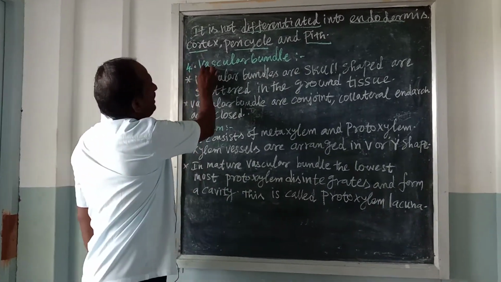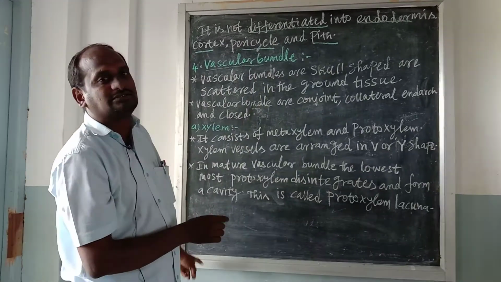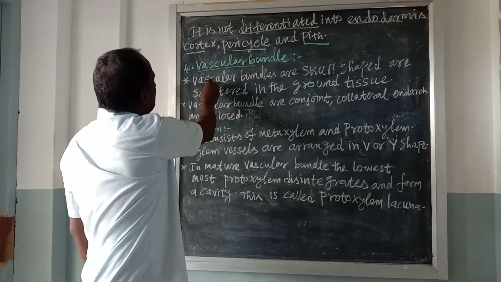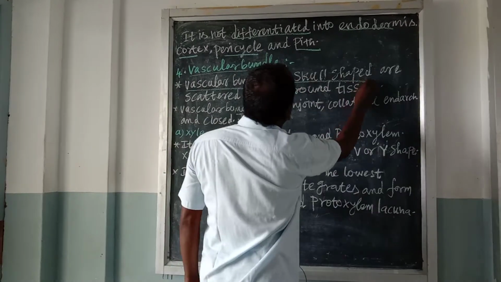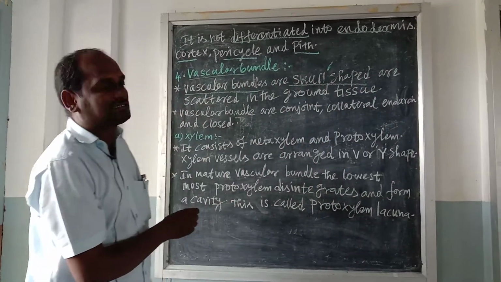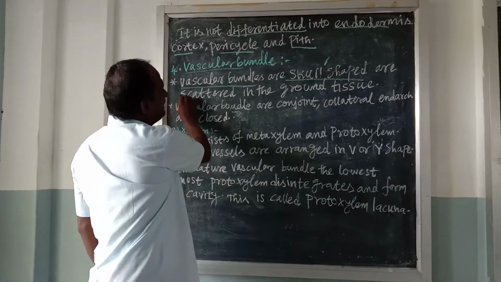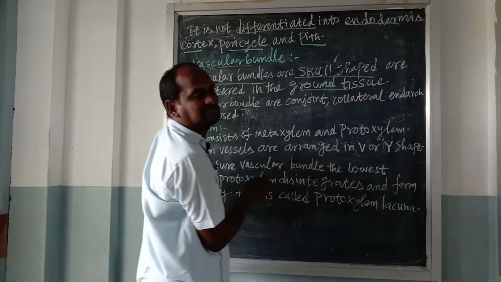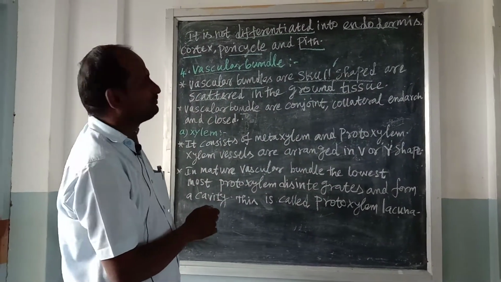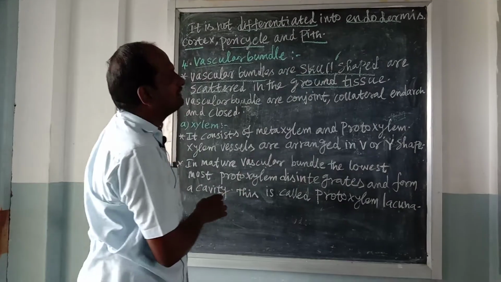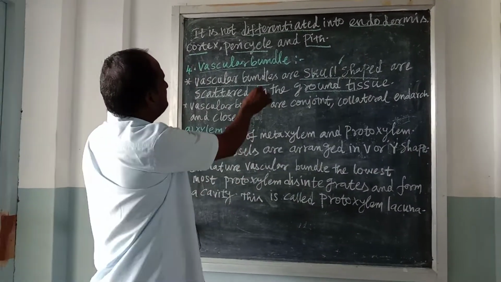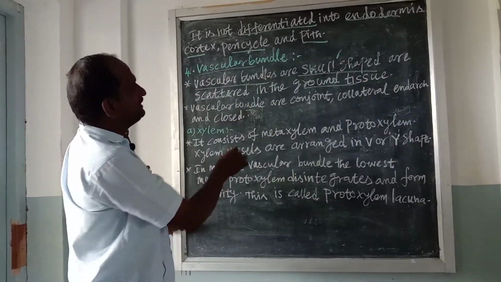The next one, the vascular bundles. The vascular bundles are scattered in the ground tissue. Scattered means spread out. Each and every vascular bundle is present in the ground tissue.